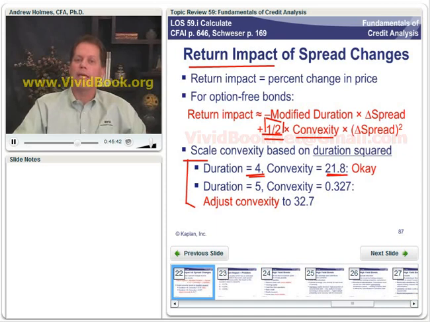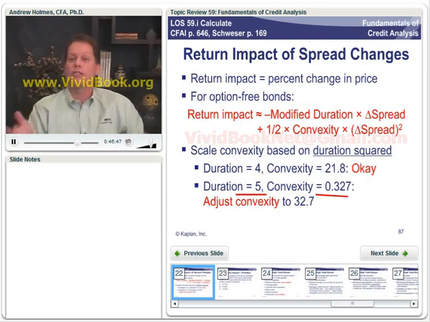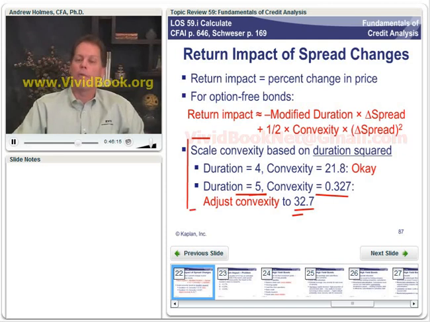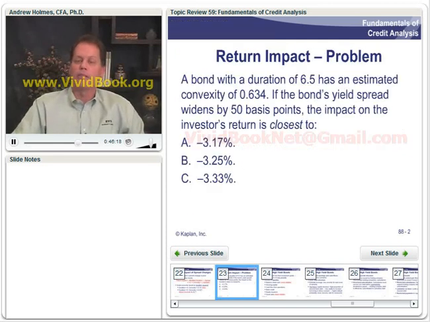If we see the counter example here, we have duration of 5, but they give us convexity of 0.327. If you take the duration of 5, square it, you get 25. Well, 25 and 0.327 are not in the same range. So we have to adjust this convexity to be 32.7. So 25 is the squared duration. It ought to be in basically the same magnitude as the convexity number when we put it into this problem. So remember, it should be something close to duration squared. This is just a safety tip because we have more than one formula and people sometimes lose track of how these numbers were derived.